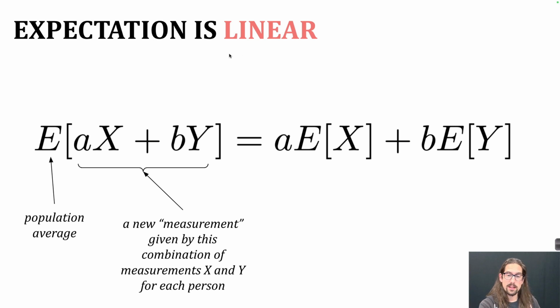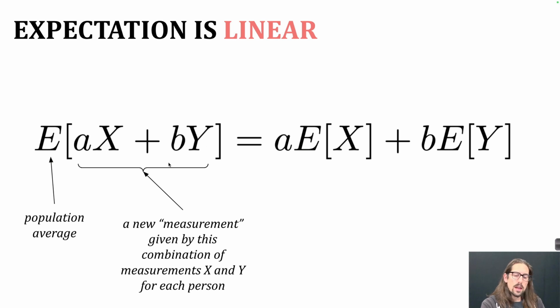What we mean by linear is, if you're not doing a lot of math, there's nothing about this that suggests a line to you. But let me first explain what it is, and then maybe we can talk about what is linear about this, or why we say linearity is a thing. So here we have the population average, and we're asking about the population average of this measurement, which is a times x plus b times y.